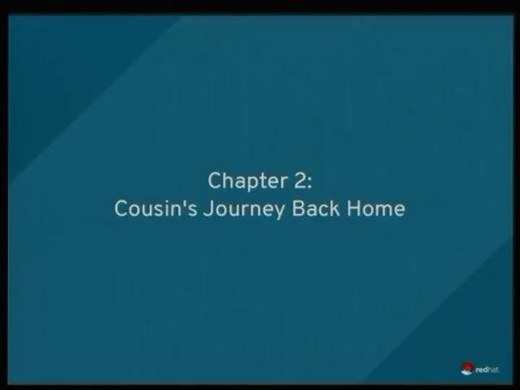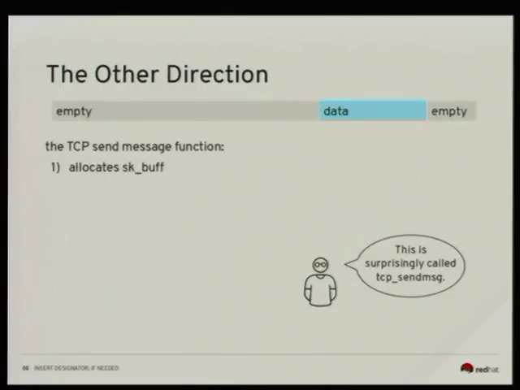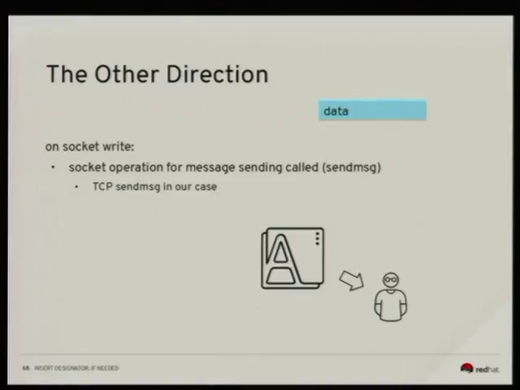Now, let's reply. Because obviously, one-way trip would not be useful. So, we'll start with the application and the write syscall. So the application has a buffer and it writes it to the kernel. The kernel just does one thing. It calls a function associated with the socket to send a message. In this case, it would be send message. There are more of those calls for different kinds of syscalls, but let's stick with the simplest one. This is send message. For TCP, in our case, we have a TCP socket. So the TCP send msg function receives the data. It's just raw data, nothing more.